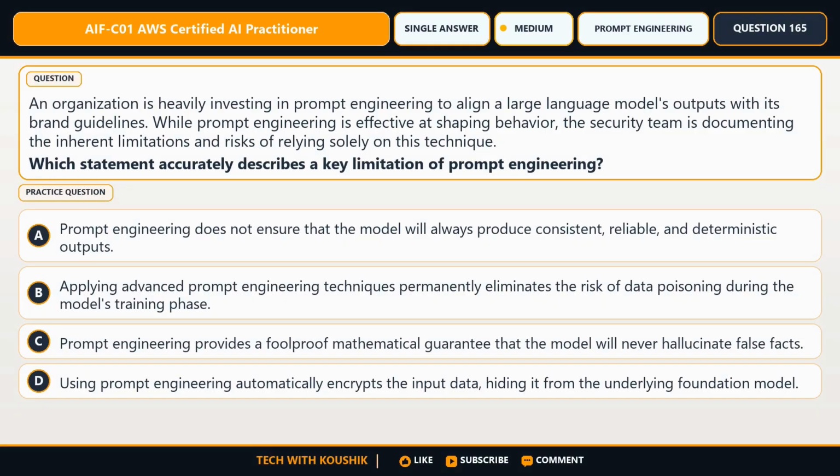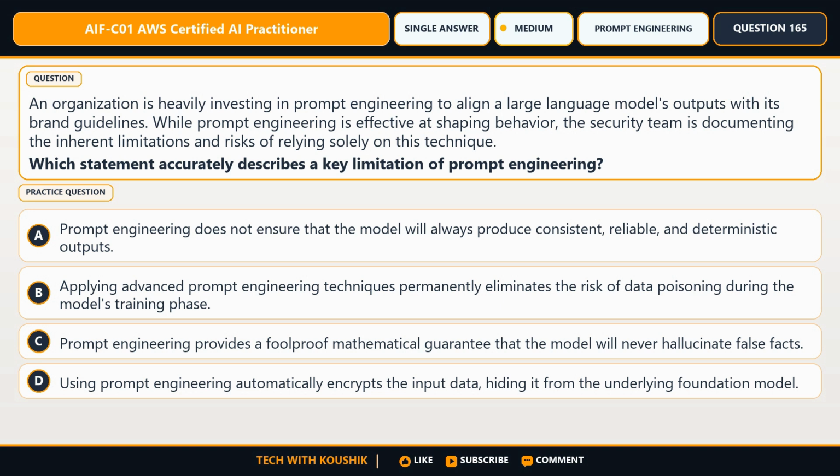Let's analyze question number 165. Next, we enter the topic of prompt engineering. Start by separating the facts from the requirement. An organization is heavily investing in prompt engineering to align a large language model's outputs with its brand guidelines. While prompt engineering is effective at shaping behavior, the security team is documenting the inherent limitations and risks of relying solely on this technique. Which statement accurately describes a key limitation of prompt engineering?